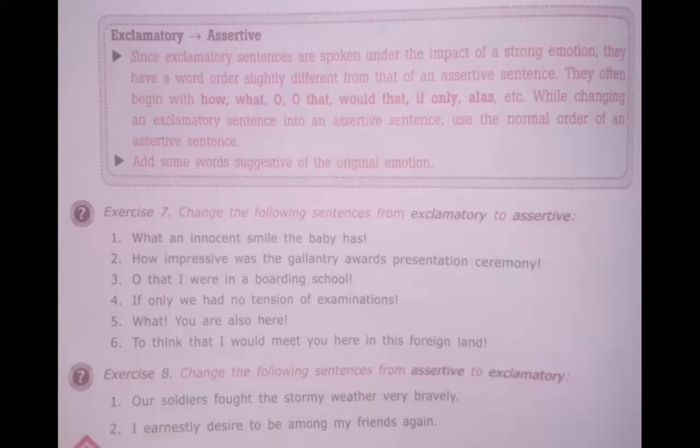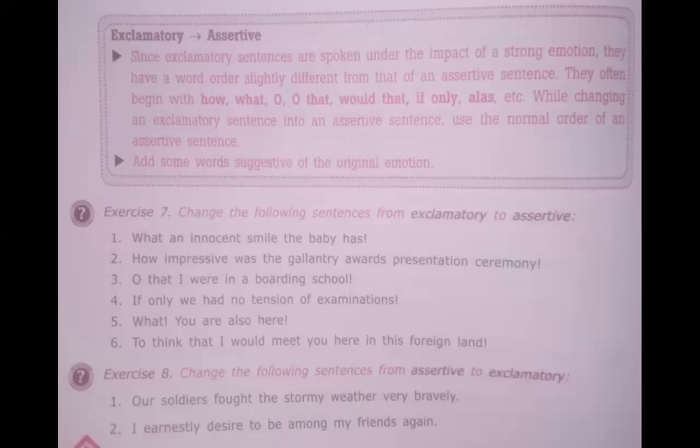Add some words suggestive of the original emotion. You need to see when you are changing this from exclamatory to assertive, you need to find how is changed into very, or alas is changed into sad, like this. And the writer is asking us to put some original emotional words which give the accurate sense without changing its meaning, right? Change the following sentences from exclamatory to assertive.